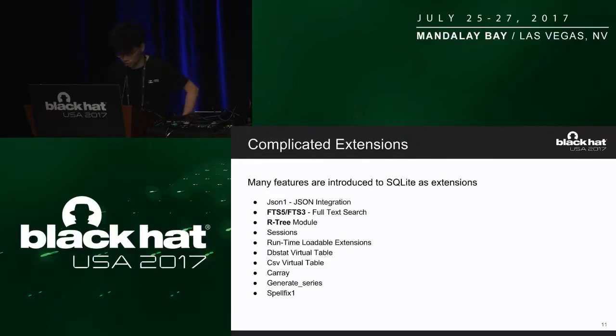There are many features in SQLite. The features are introduced as extensions. Most of them are just implemented as virtual tables. There are 2 interesting virtual tables. FTS5 or FTS3 is for full text search indexing, and the R-Tree module. R-Tree is a special index that is designed for doing range queries. We will discuss them later.